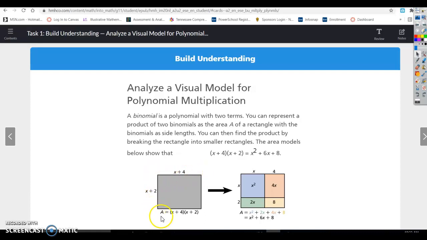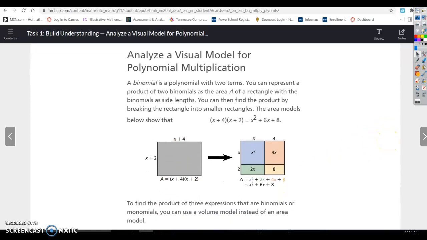x plus 2. And you can see the area of a rectangle is length times width. So that's where the x plus 4 times x plus 2 comes in. And since we're learning to multiply polynomials, this is what we're going to do first, is look at a visual model. All right, so what they're saying is you can break this large rectangle into 4 smaller rectangles.